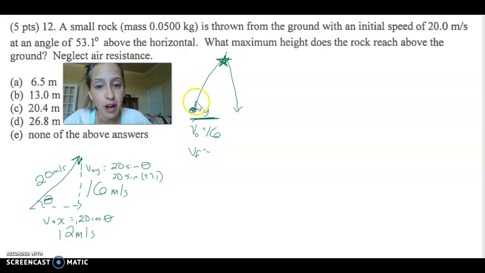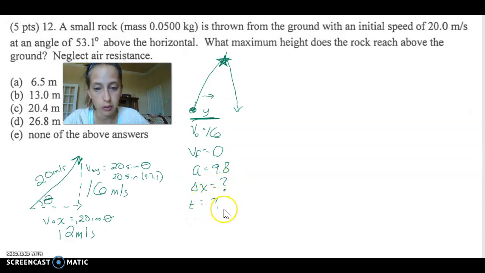Our final velocity, they didn't tell this to us, but we are physicists now. We figured out that at the top of its journey, the velocity in the y direction is 0. It's still moving. It has horizontal velocity because it's moving sideways the whole time. But the x and y components operate completely independently. So the final velocity in the y direction is 0. The acceleration is 9.8. How far did we get? That's what we want to know. And how long did it take? We don't know. We don't care.